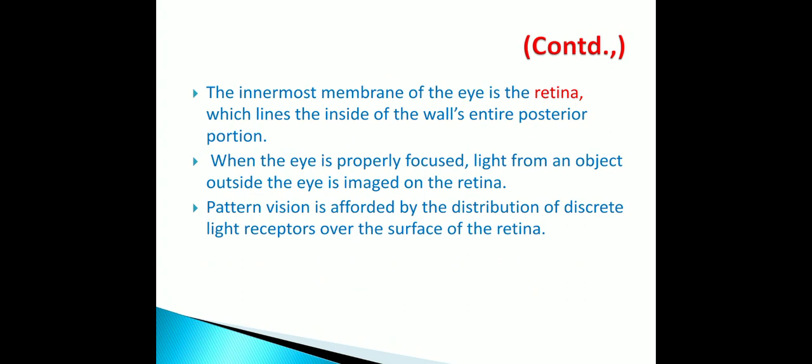The innermost membrane of the eye is the retina, which lines the inside of the walls, the entire posterior portion. When the eye is properly focused, light from an object outside the eye is imaged on the retina. Pattern vision is afforded by the distribution of discrete light receptors over the surface of the retina.